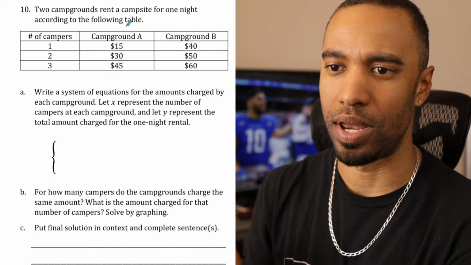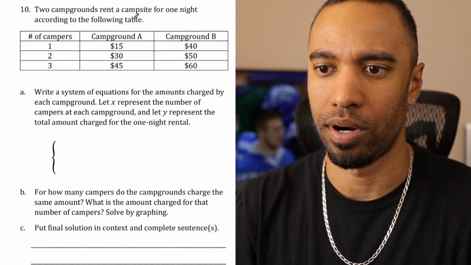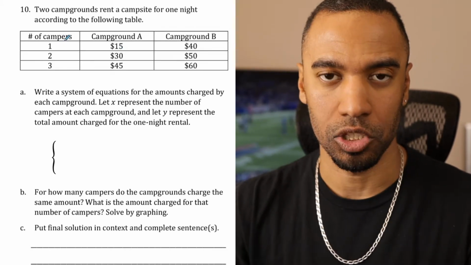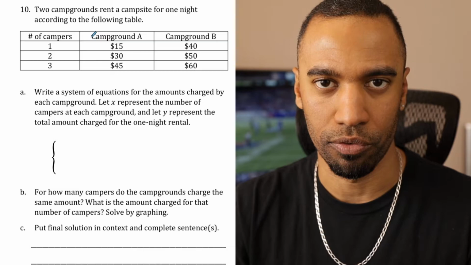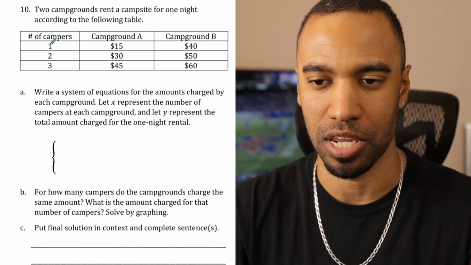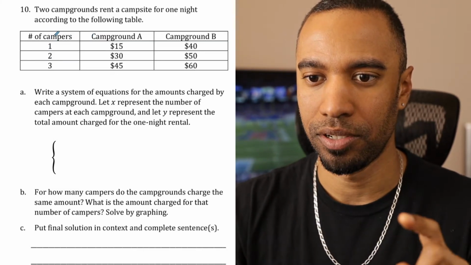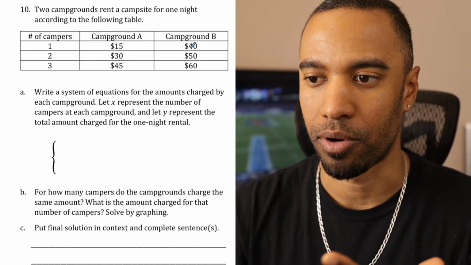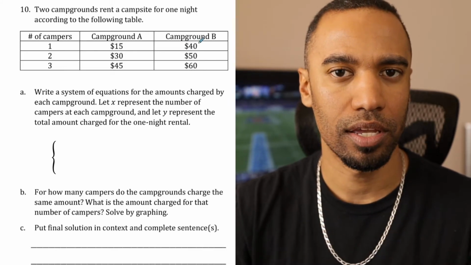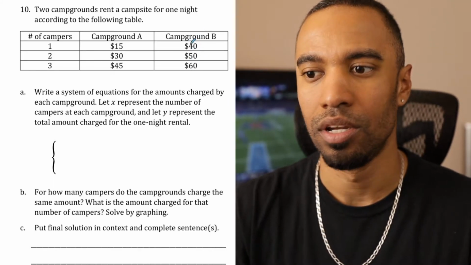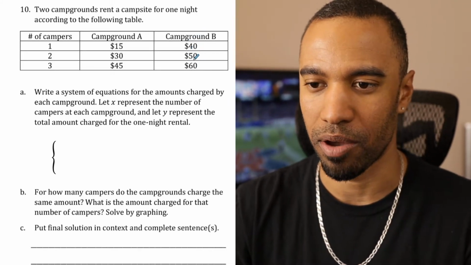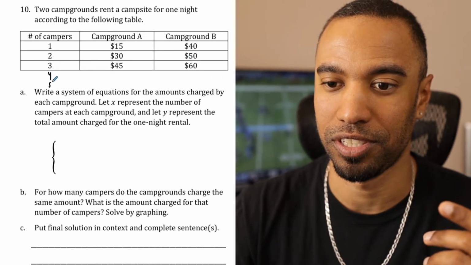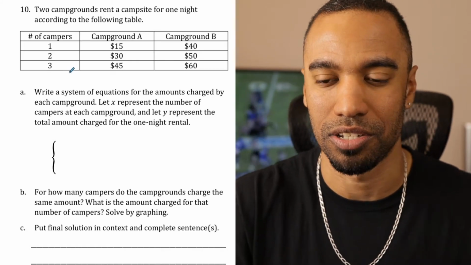Two campgrounds rent a campsite for 1 night according to the following table. Now this could obviously expand, and so on and so forth, but here's just enough information for the table. Number of campers: 1, 2, or 3. If you're at campground A, it's going to cost you this much. Campground B, it's going to cost you this much. Why would I go to campground B? It looks like it costs more. Well, every time you increase the camper by 1, it seems to cost less over time, which means as we add to 4, 5, 6, etc., when is it going to change things?